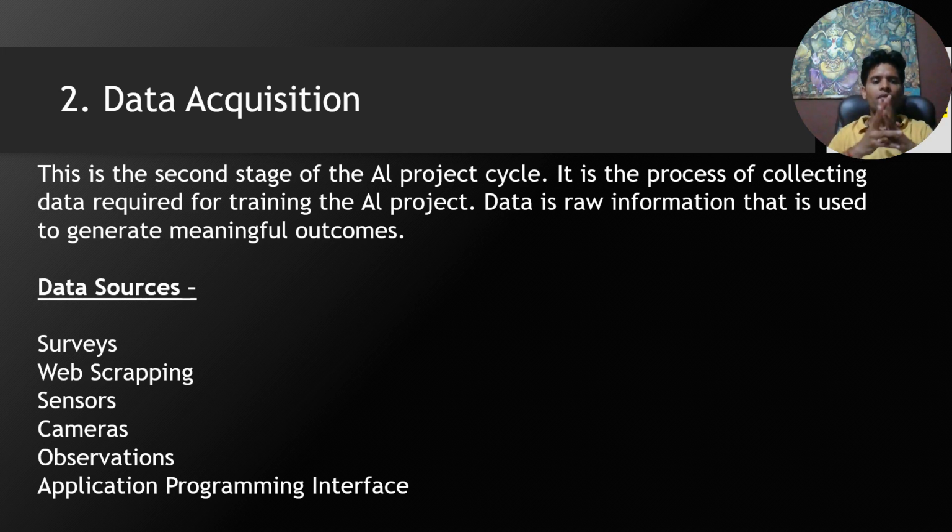This is called survey. Then the next one is web scraping. You search on the internet on different websites and then collect the information. This is called web scraping. Sensors. This is very important, beta. Sensors are basically a part of IoT, Internet of Things.